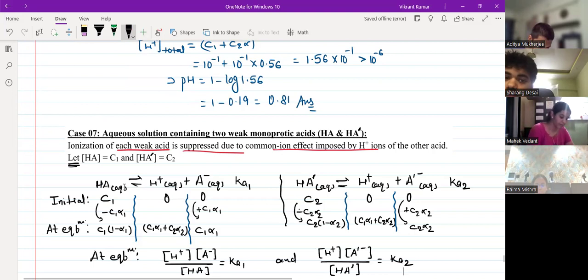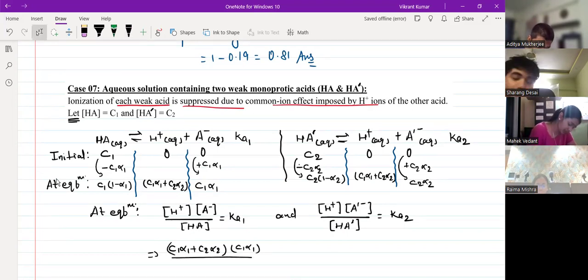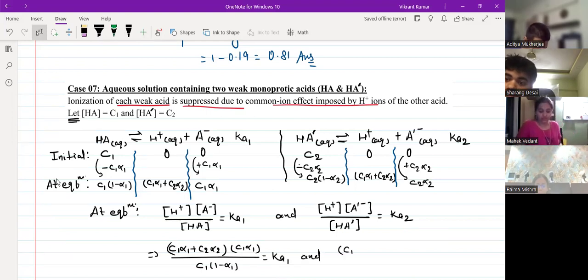We have got the numbers, we'll be putting those expressions actually. So this is C1 alpha 1 plus C2 alpha 2 into C1 alpha 1 upon C1 into 1 minus alpha 1 will be K1, और दूसरे में we have got C1 alpha 1 plus C2 alpha 2 into C2 alpha 2 upon C2 into 1 minus alpha 2 is K2.